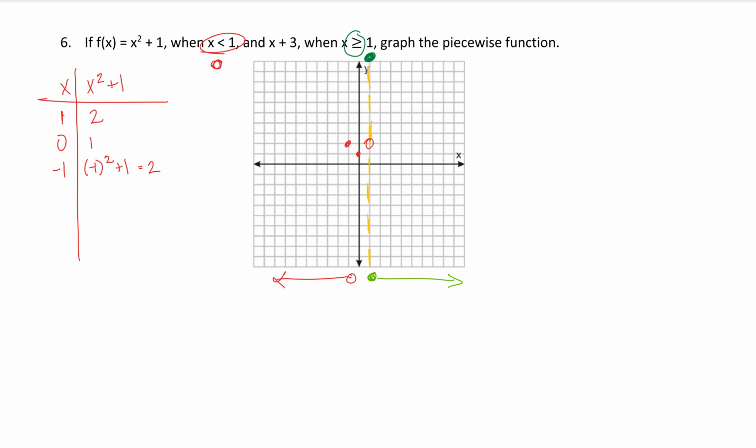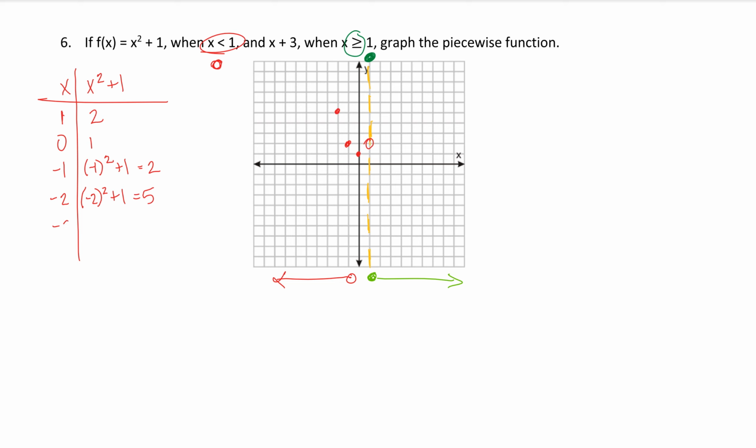I have a point. I know that because this is an x squared, this is going to be a quadratic. So it's going to look like a parabola. All right, so my next point I'm going to plug in so that I could at least point a couple. I'm going to do negative 2. So negative 2 squared plus 1, that's 4 plus 1, which is 5. So negative 2, 5.